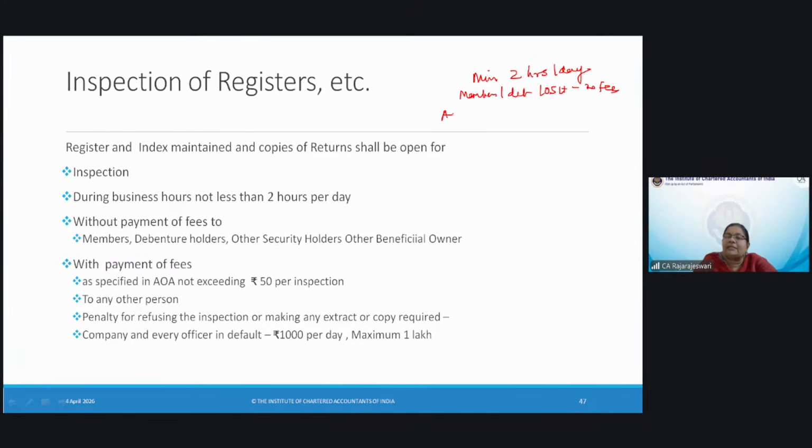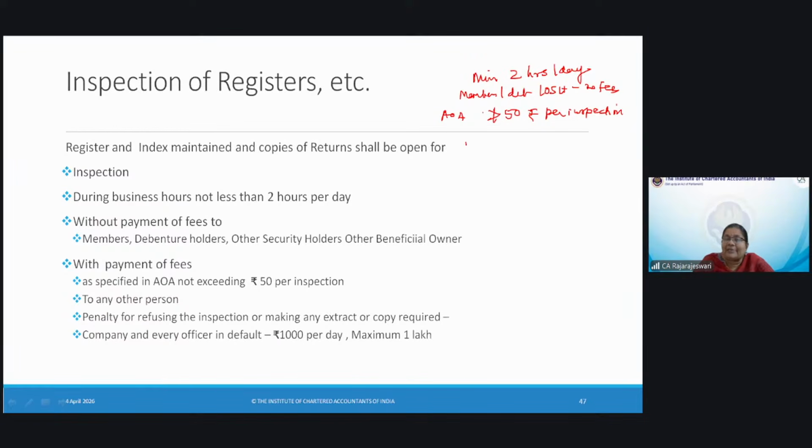For others, the articles may specify, but that too, it cannot be more than 50 rupees per inspection. They can collect the fee, but the rule is that they cannot collect more than 50 rupees per inspection from any other person other than members, debenture holders, or other security holders, or other beneficial holder. It is only 50 rupees, the maximum inspection fee that a company can charge.